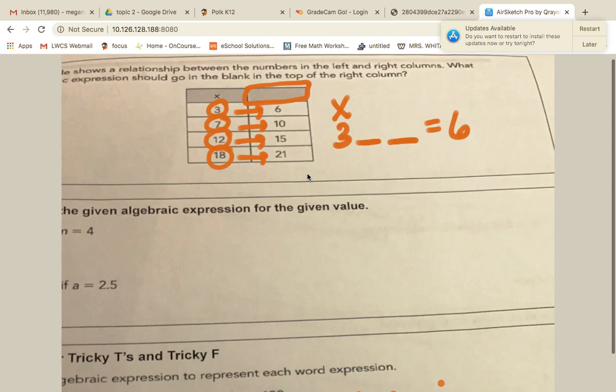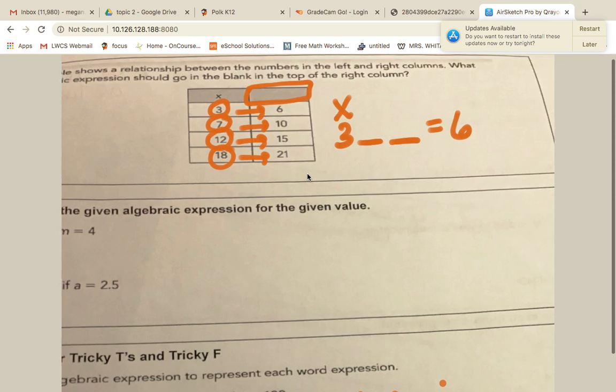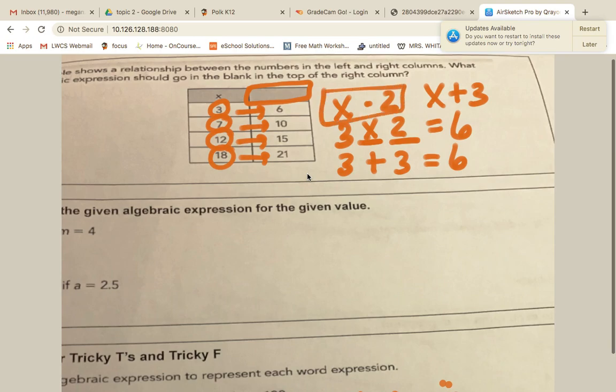Well, you could do a couple things. You could do 3 times 2, so that would mean you would do X times 2, and that might be what you put up in that top box, because that does give you 6. But there's another thing that also gives you 6. You could do 3 plus 3, and that also gives you 6. So you might put up in that box X plus 3. But whatever you pick, either one of these two, it has to work for all of the numbers. So just remember that.